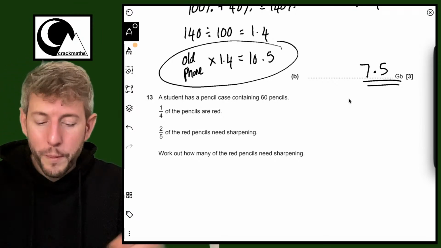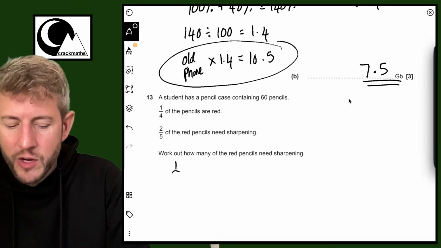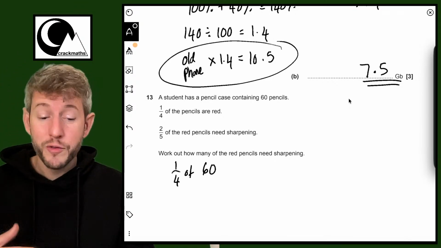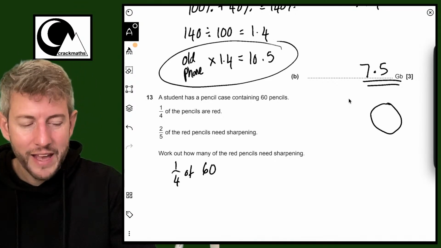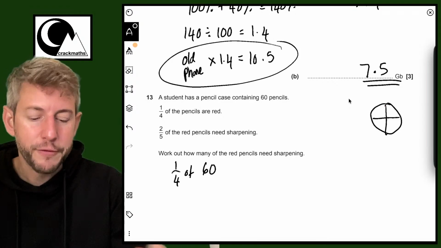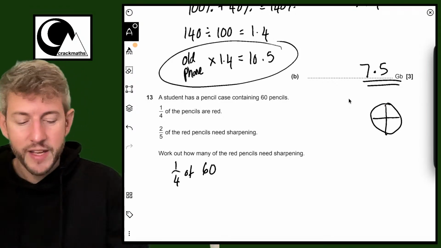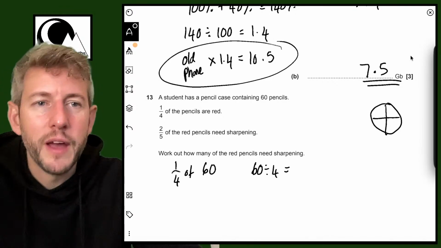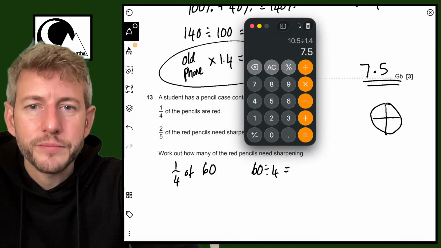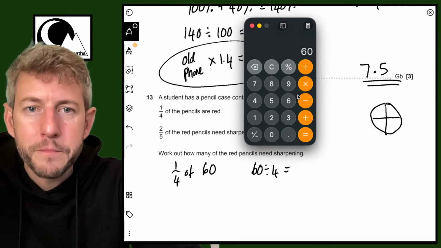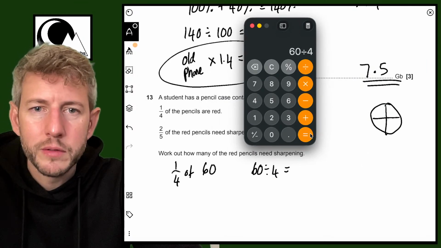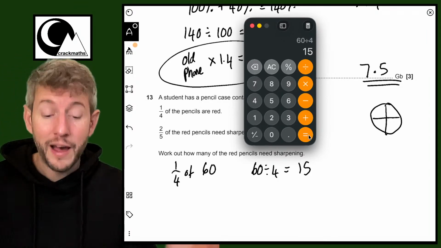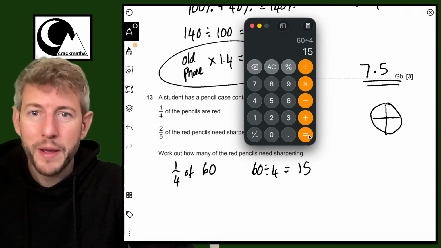So we know that all the pencils are 60, so we want to do 1/4 of 60, okay? Now, if you want to find 1/4 of something, if we think about a cake, if we're dividing it into quarters, we're dividing it into 4. So to find 1/4 of 60, we do 60 divided by 4, okay? So here we go, let's do that on the calculator. So we've got here 60 divided by 4, and that equals 15, okay? So we now know that there are 15 red pencils, okay?